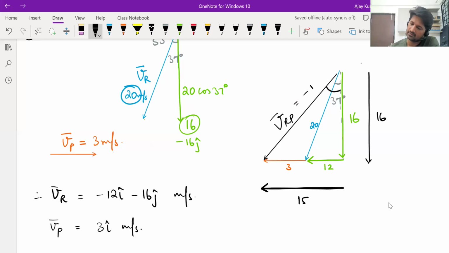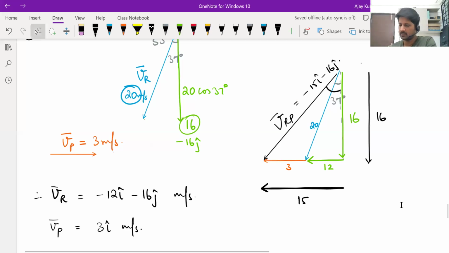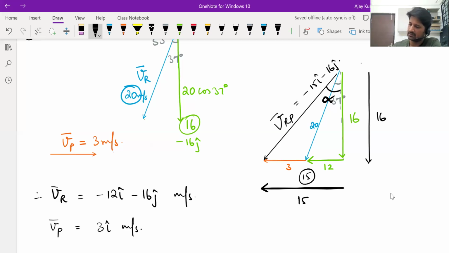That vector is minus 15 i cap, minus 16 j cap. You will have to take components. Okay. And if you want the angle now, you can call this angle as alpha. Tan alpha will be this side is 15, this side is 16. Tan alpha is 15 by 16.